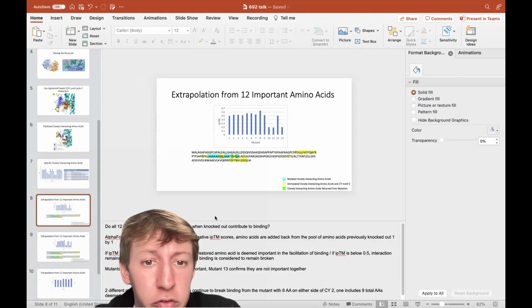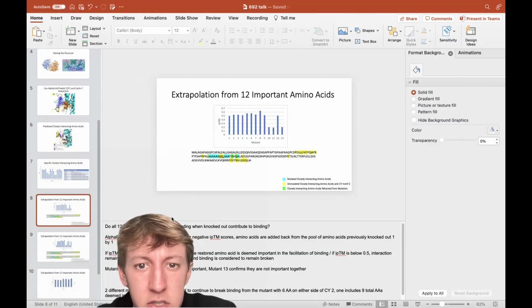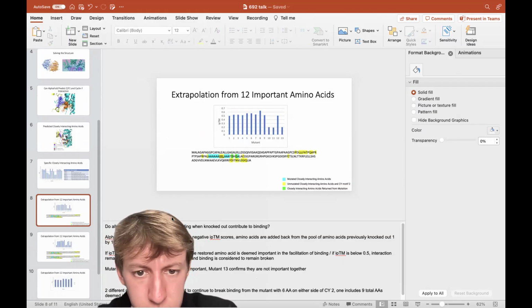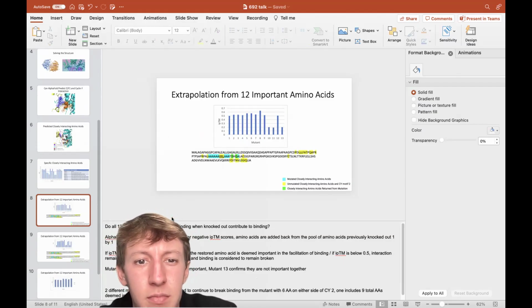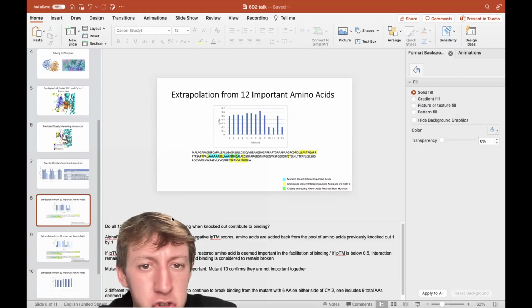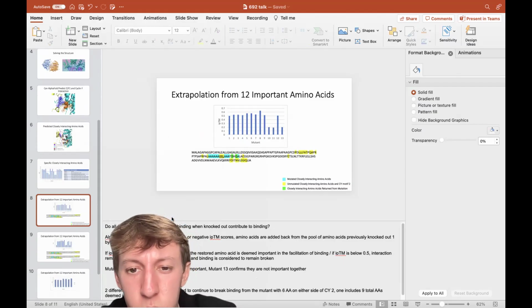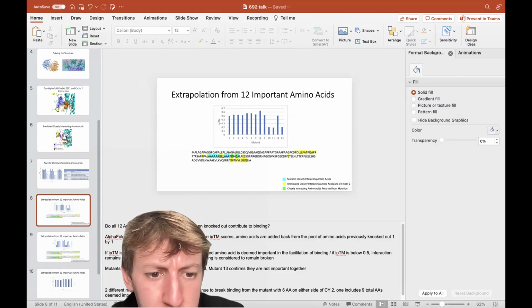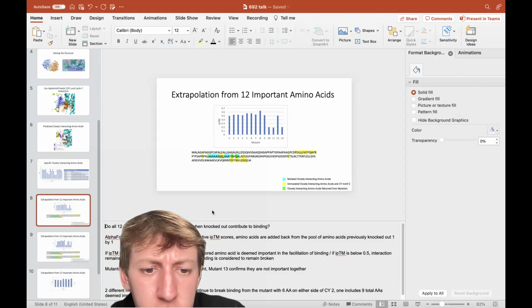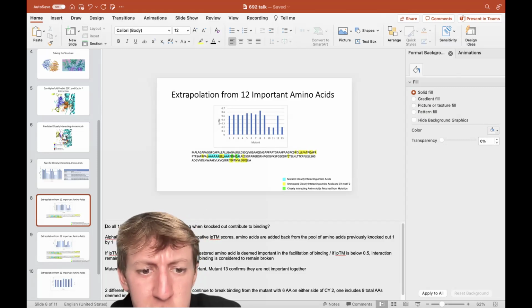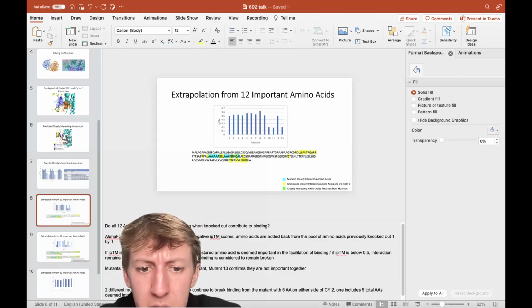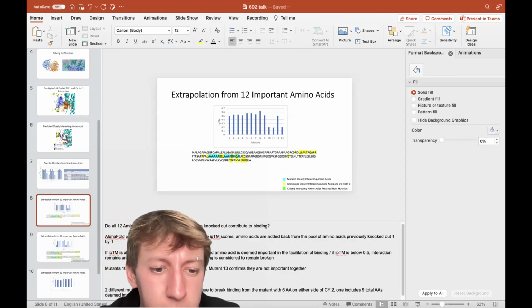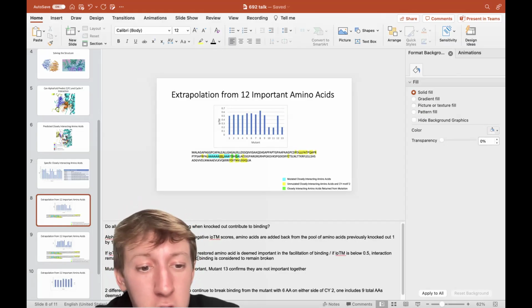Now, going further from just the 6 amino acids found to be important to binding on either side of the psi motif, I was hoping to extrapolate and get down to fewer amino acids to really see which ones are important and which ones aren't. And so the main question I'm trying to answer here is, do all 12 amino acids found break binding when knocked out, or are they all contributing to binding?